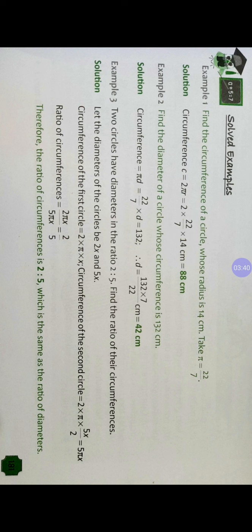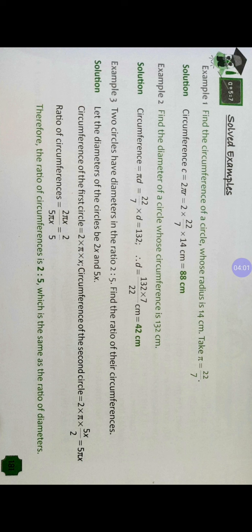Find the circumference of a circle whose radius is 14 centimeter and pi is equal to 22 upon 7. So if the radius is given, we will apply the formula 2 pi r. So circumference C will be equal to 2 pi r, equal to 2 into 22 upon 7 into 14. We will solve this and we will get 88.